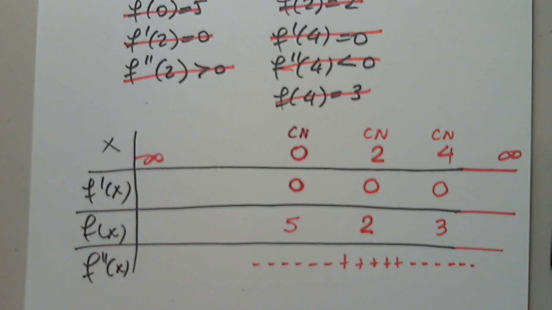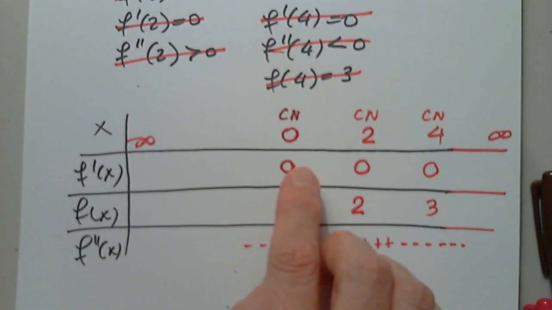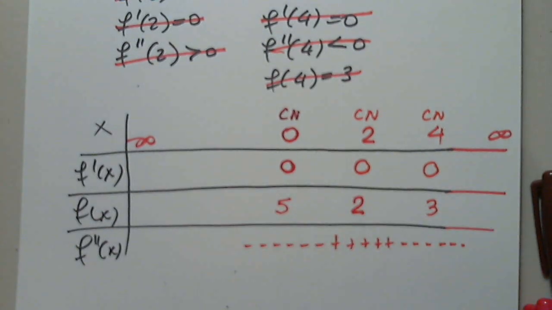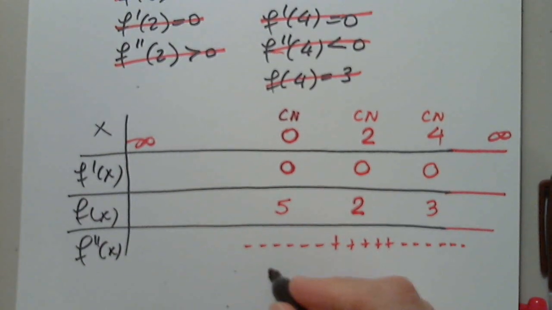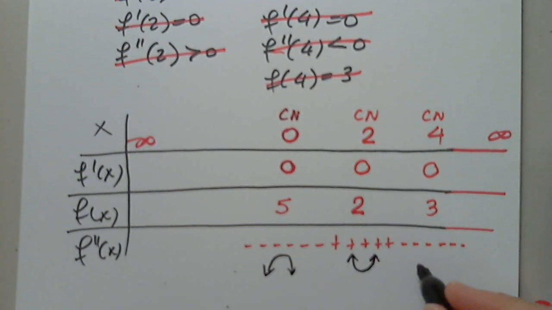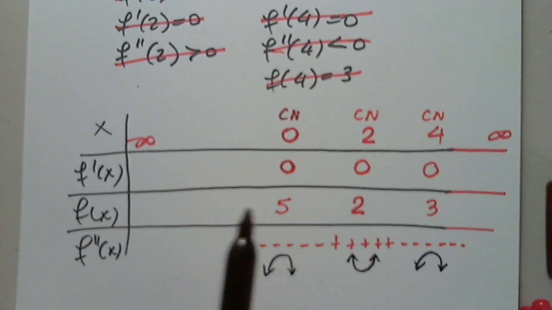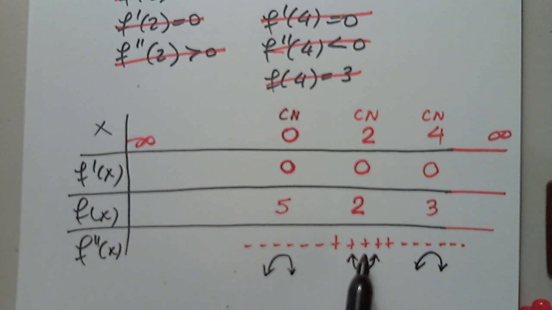Okay, now let's analyze what we see. If this is a critical number, oh, one more thing. Second derivative negative, the function does not hold water. Second derivative positive, the function holds water. And second derivative negative, the function does not.